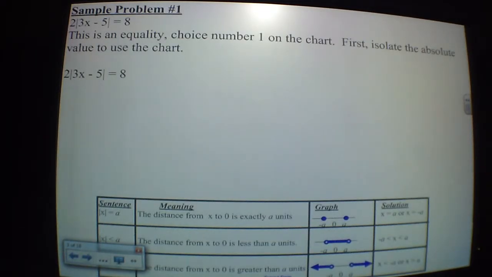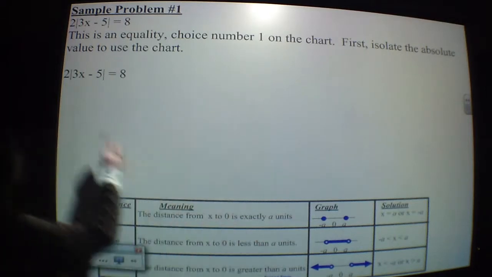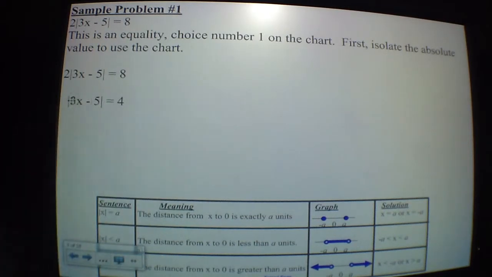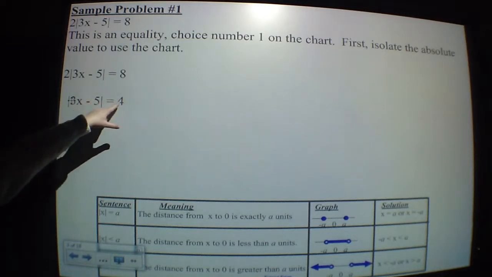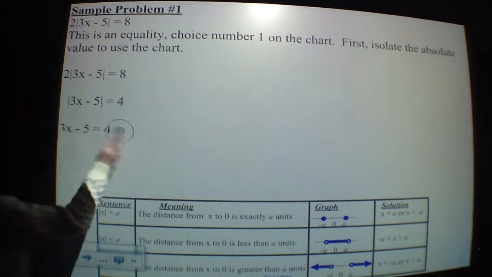Sample problem 1, solve the equation. So when you look at it, it's the equal. So it's basically the first one on the chart. So you have two different numbers. First of all, I'm going to divide by 2. And now I can rewrite it as 3x minus 5 is equal to 4, or 3x minus 5 is equal to negative 4.